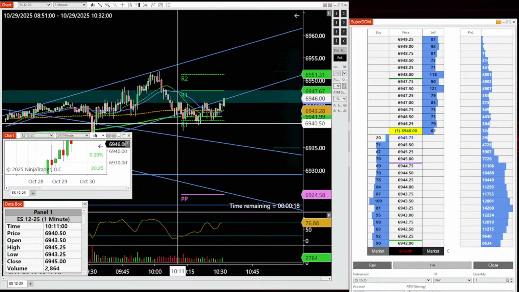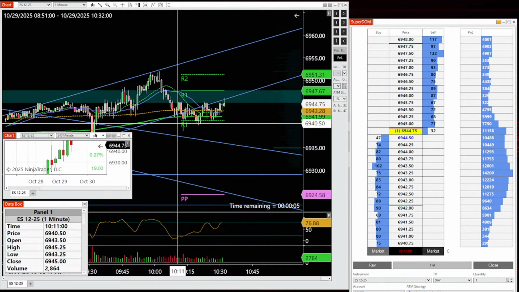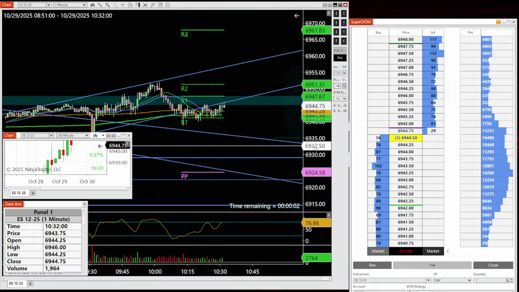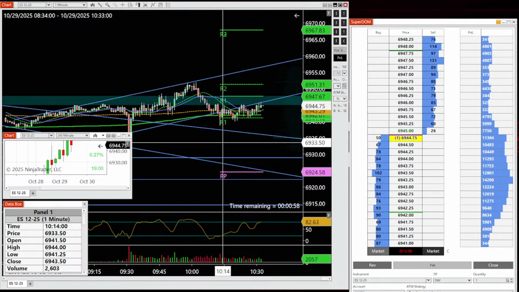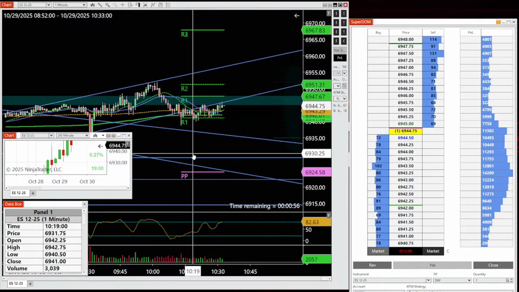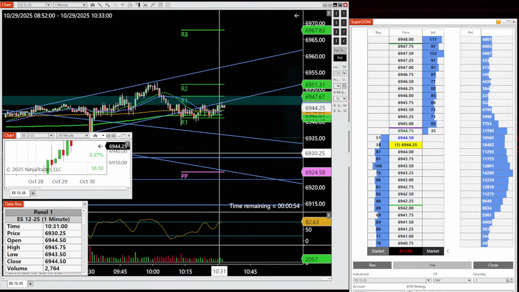Peaking above previous day's high, 45. Peaking above yesterday's high. What time is it? 10:30.